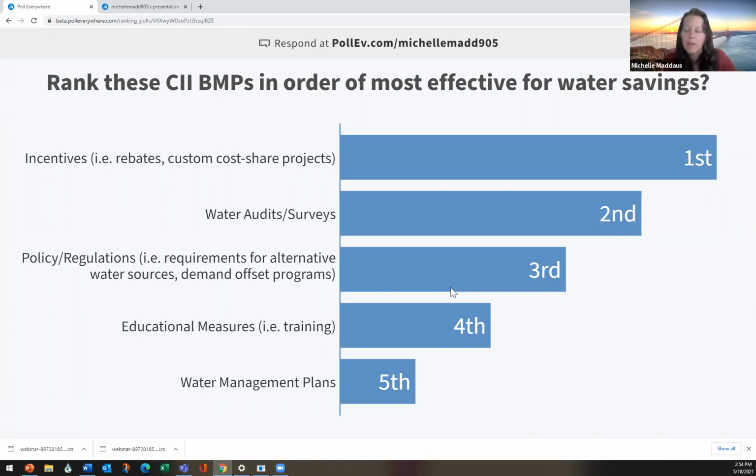All right, any other questions? So I'll read this out. We have ranked these CII BMPs in order of most effective for water savings. It looks like people are doing incentives or water surveys. Our second place, policy regulations right now are third, education measures like training are fourth, and water management plans are fifth. This is similar to what we've been seeing.